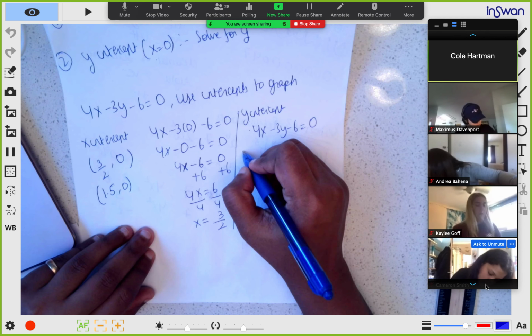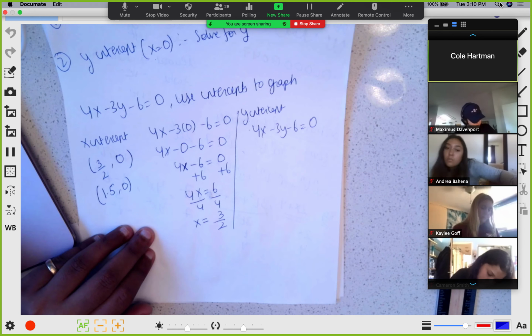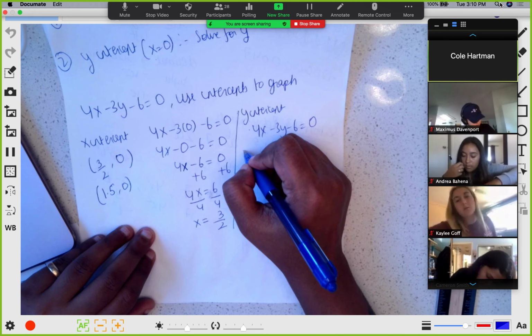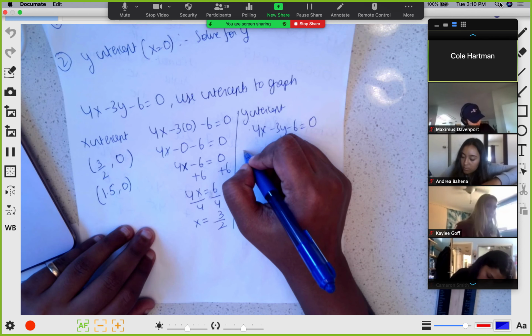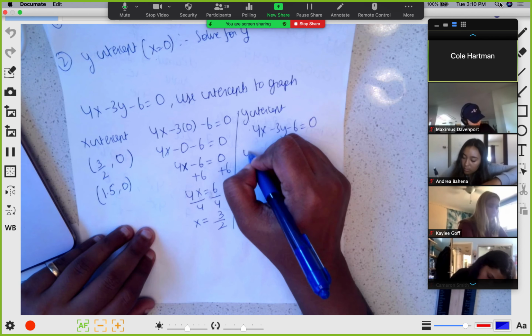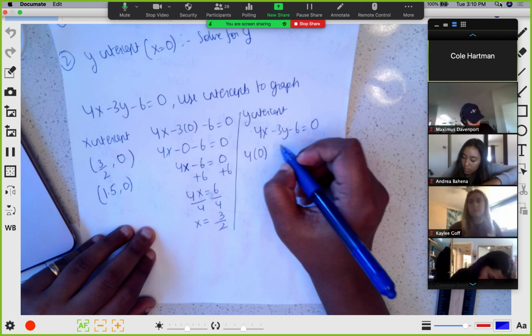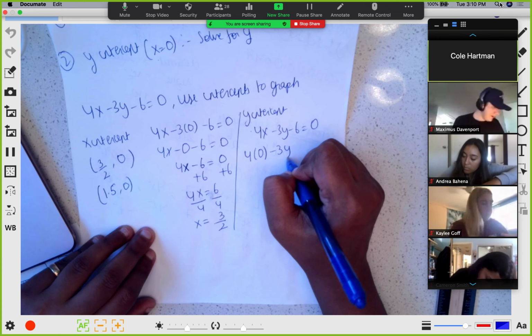You have to get y by itself, so you have to do the same thing over again. So you have to add 6 to both sides. So first you put x as 0. So you get 4 times 0 minus 3y minus 6 is equal to 0.